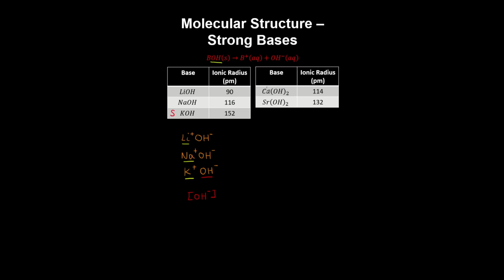Now if we look at the alkaline earth metals, these dissociate into 2 hydroxide ions for each metal ion, and we expect that strontium hydroxide would dissociate more easily because of the larger ionic radius, and therefore this would have a higher basicity than calcium hydroxide.